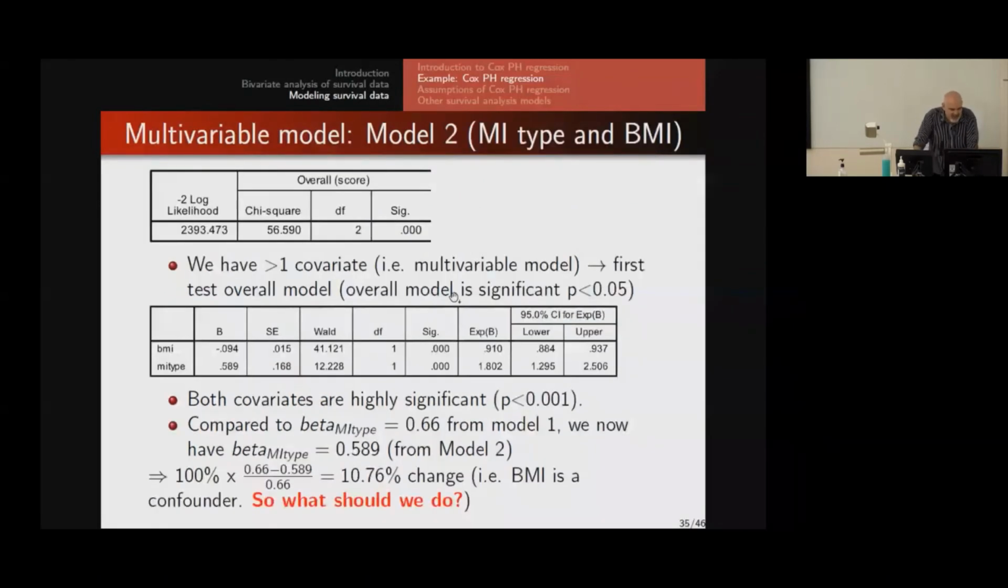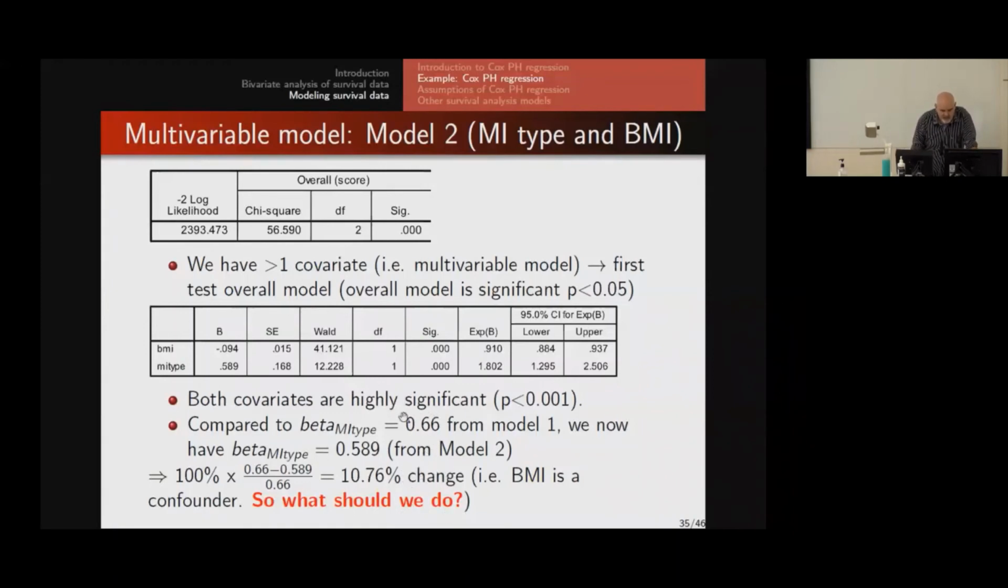So doing that, I'll go straight there and I'll come back to this in a minute. Okay, so we see that in our crude model, we had 0.66. Now we've added BMI to the model, we get 0.589. Okay, so there's been some change. How large is this change? We see it's over a 10% change. What that means is BMI is a confounder, so we should add it to the model, okay? We need to adjust for it.